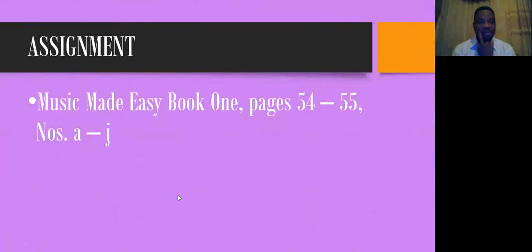Now, finally, before I tell you bye-bye, your assignment is found in your music textbook, Music Made Easy, book 1. Turn to pages 54 to 56, numbers A to J. Just go through. Once you see, you understand what to do. They tell you to draw the note, put up, down, and ask you some questions from what I've said so far, like asking you, how many notes did we learn today? 2 of them. Then mention the 2 notes we learned today, semi-brief and meaning.